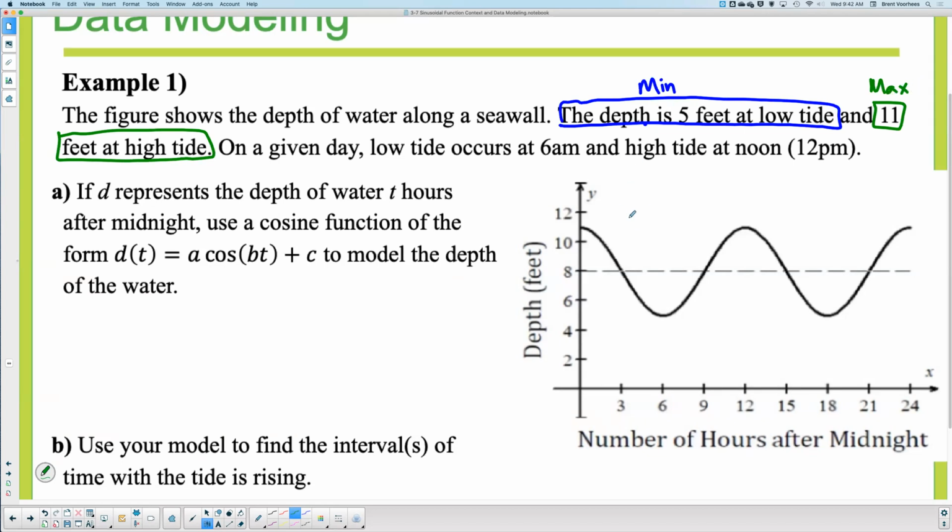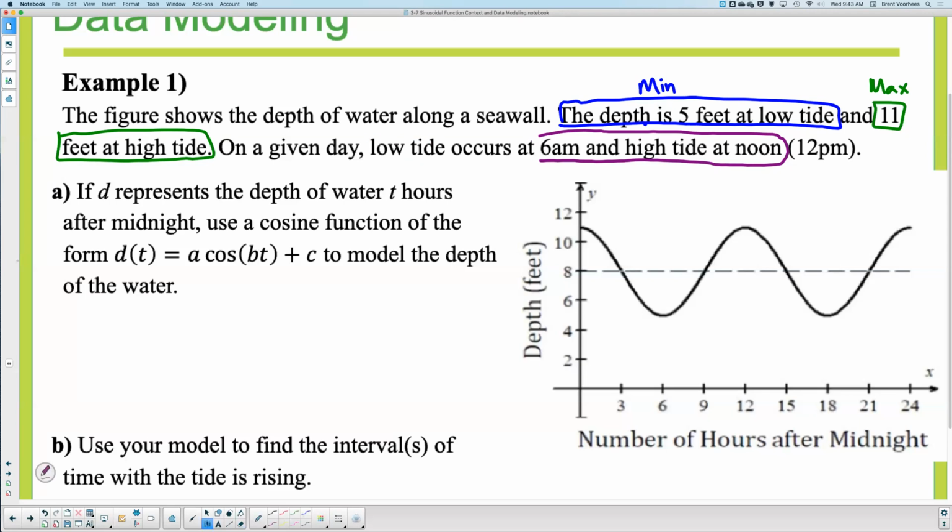On a given day, the low tide occurs at 6 a.m. and high tide at noon. That's telling you something else. Before you just yell out, I want everybody to think about this for a second. If low tide is at 6 a.m. and high tide at noon, that's giving you a time period. What's that referring to? That's the period. Now, this wouldn't itself be one full period. It would be half a period. How do I know it's half a period?